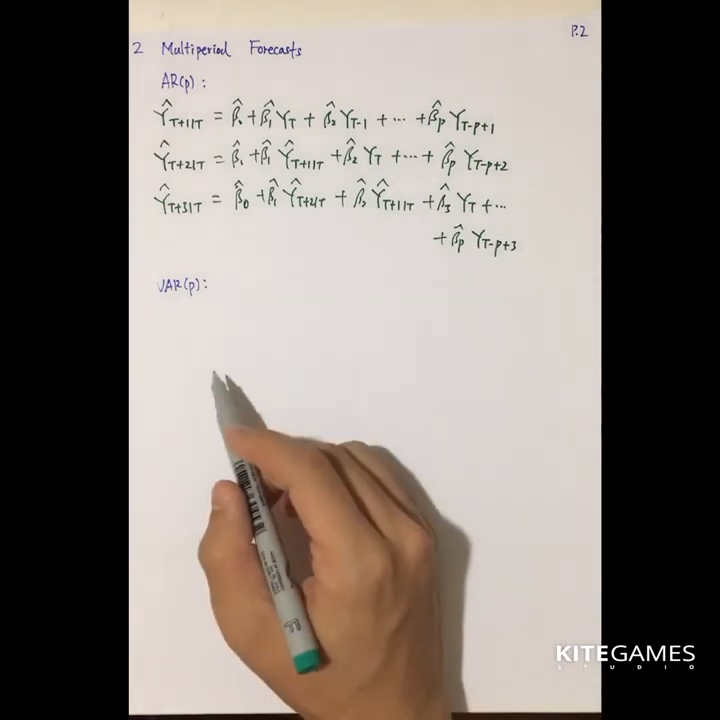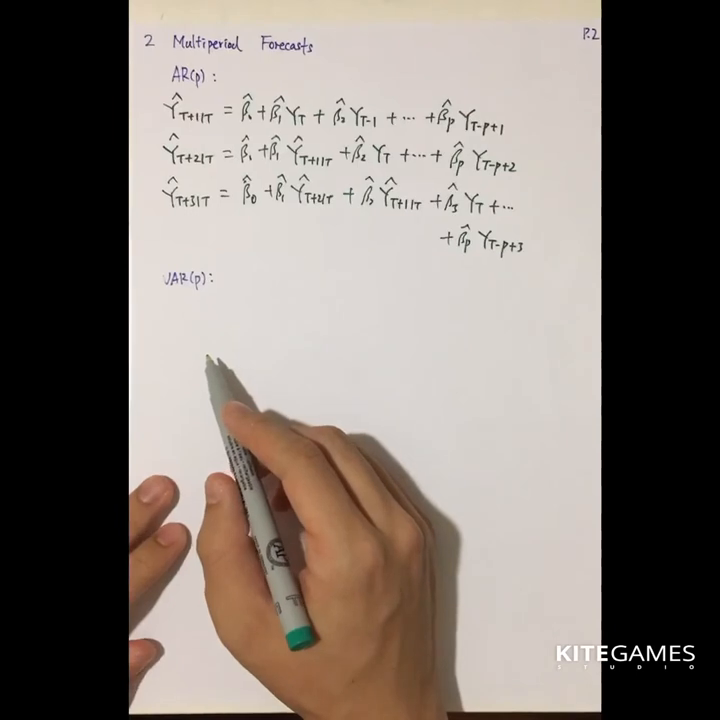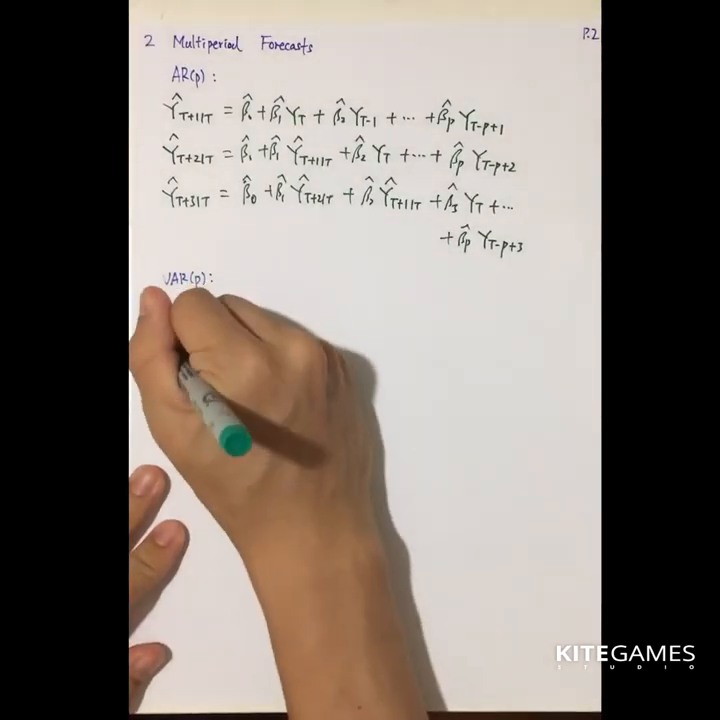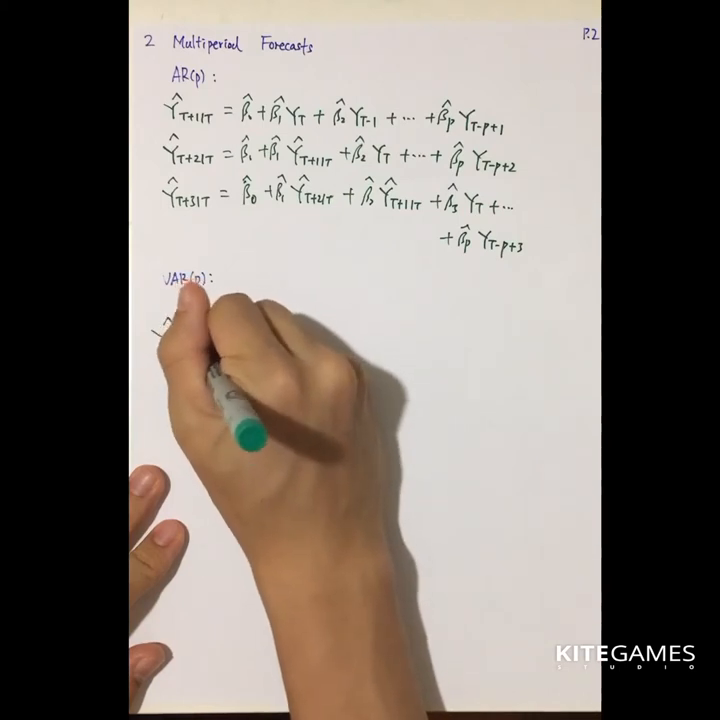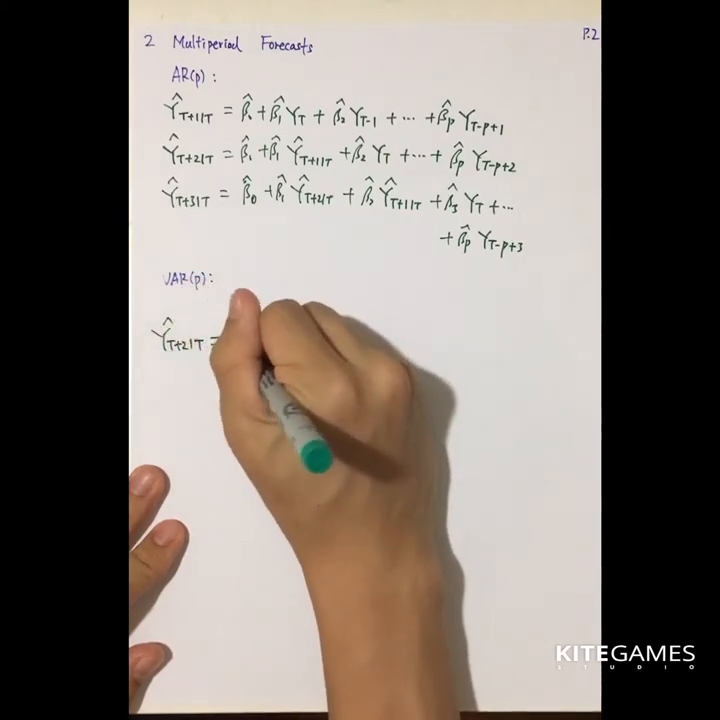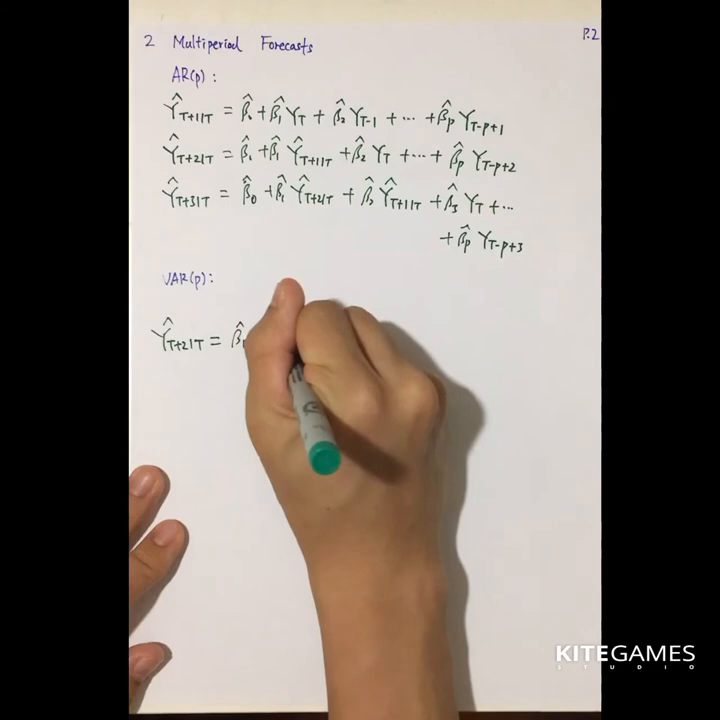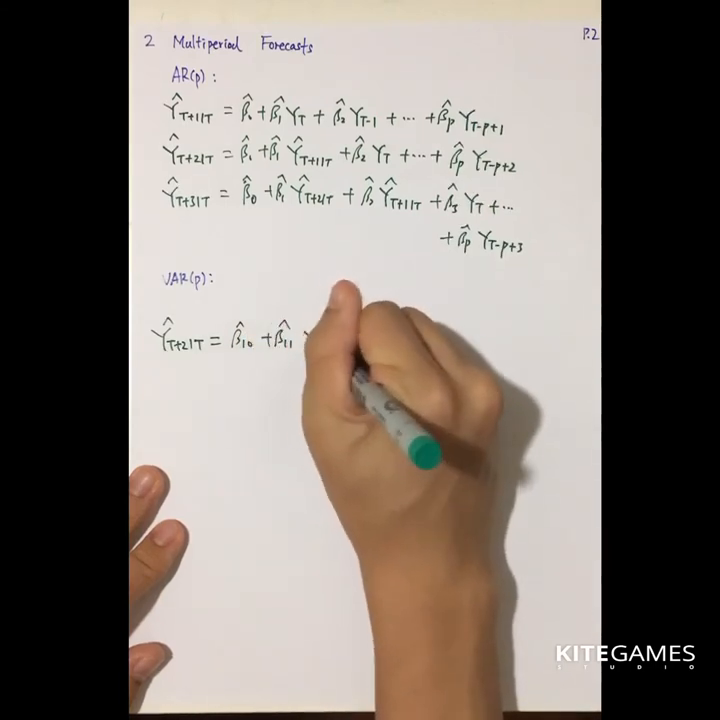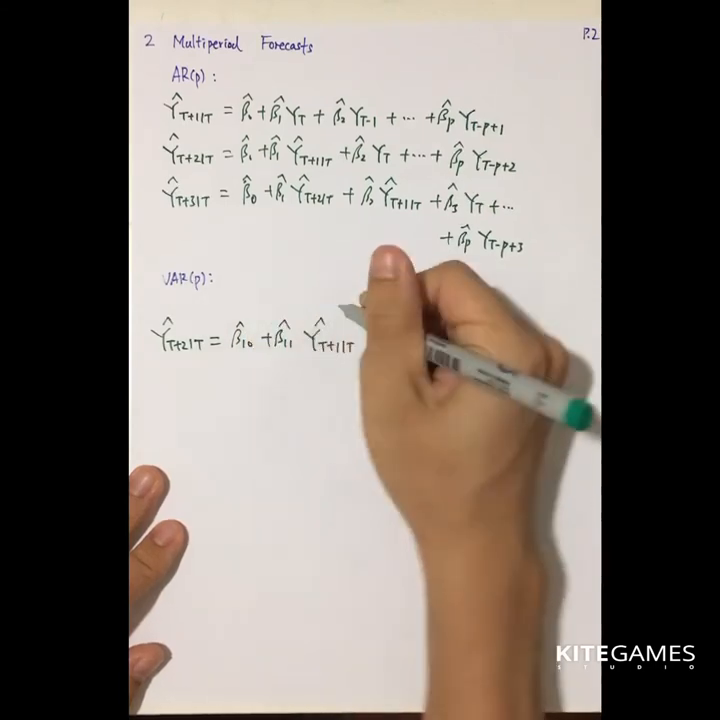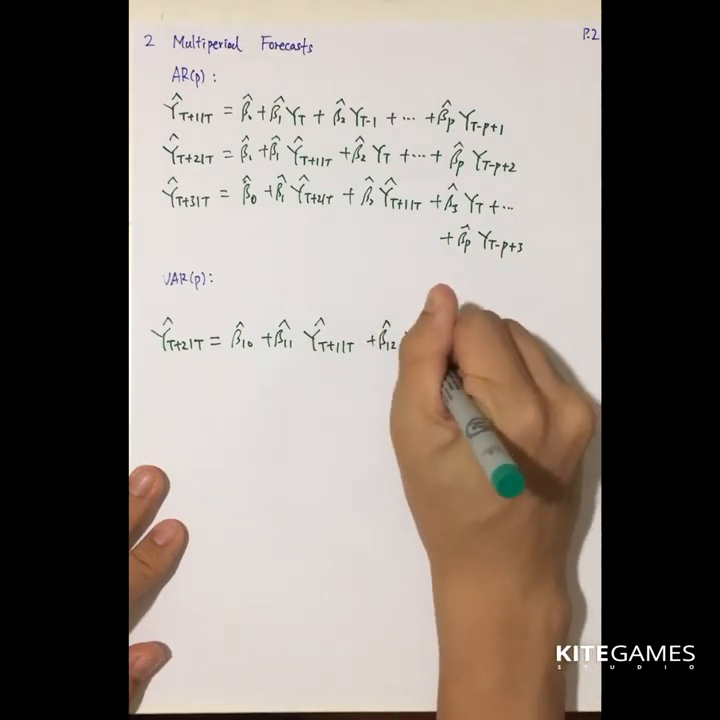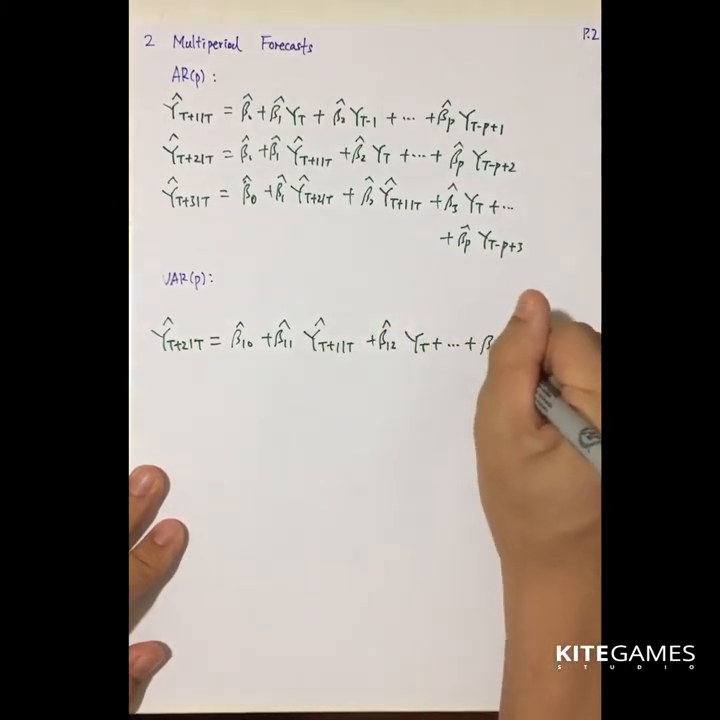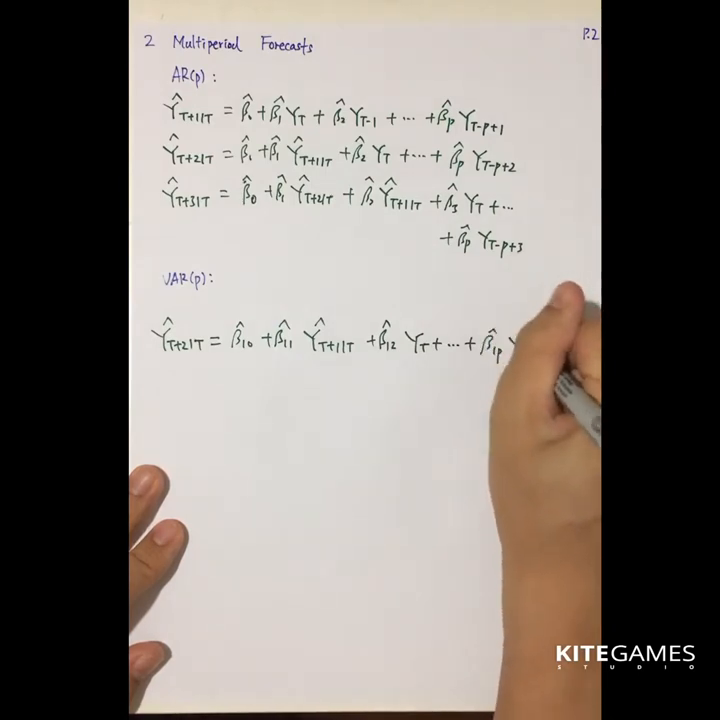And you can also do the multi-period forecast in the form of VAR. Say yt plus 2 hat given t is equal to beta 1 0 hat plus beta 1 1 hat yt plus 1 given the time t hat, then beta 1 2 hat yt plus up to beta 1 p hat yt minus p plus 2.